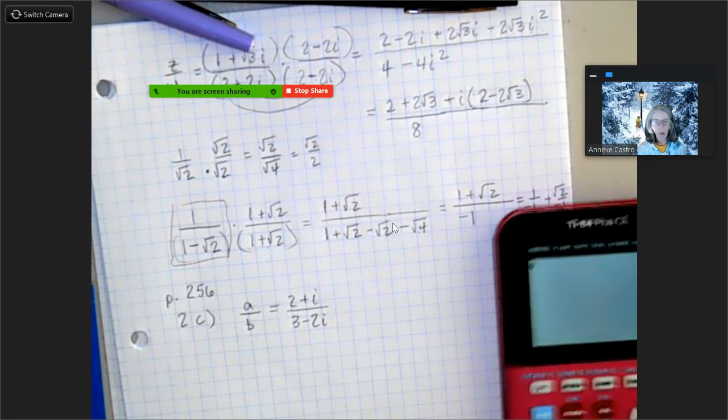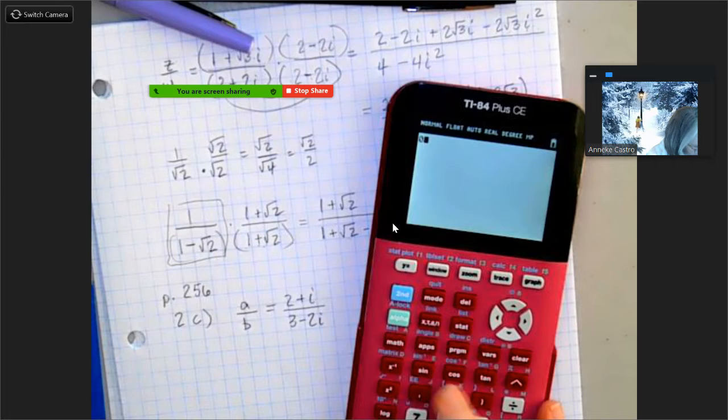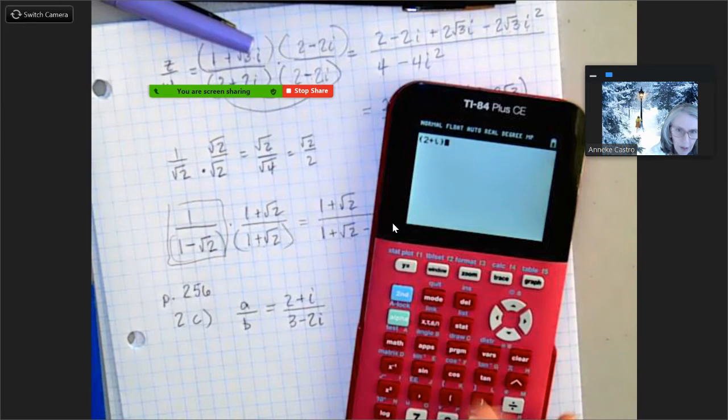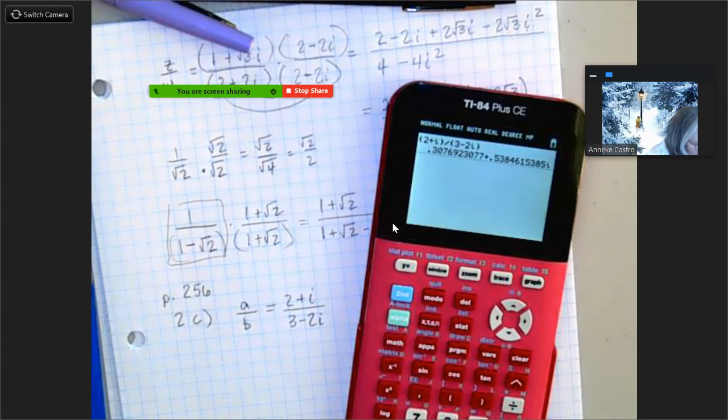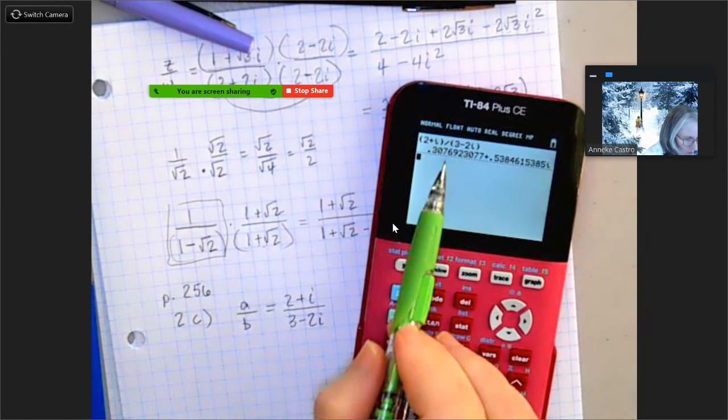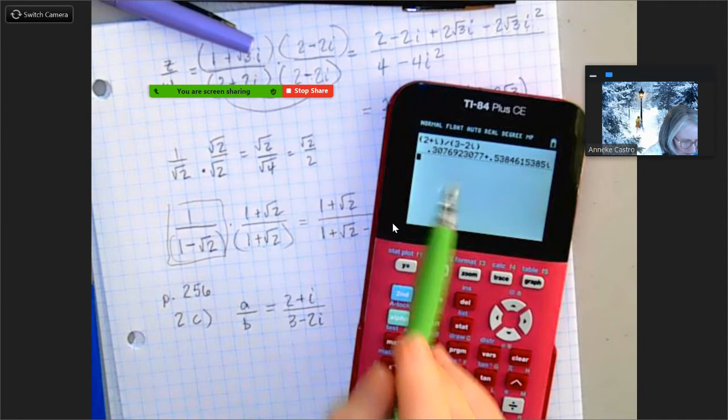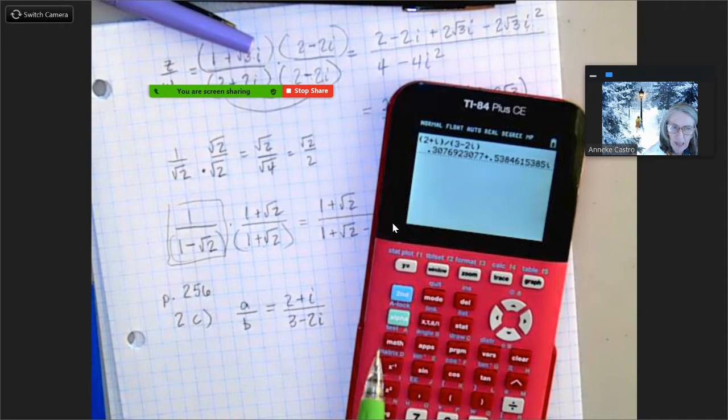You can actually just put it straight into your graphing calculator. So I'm going to do parentheses 2 plus i, close parentheses, divide by, open parentheses, 3 minus 2i, close my parentheses. Okay, I can just type it in, press enter, and here it is. Notice that it is giving me these crazy decimals. If you do it by hand, you're going to get fractions. And then if you do it by hand and then you do it this way, you can check and see if you get the same answer.